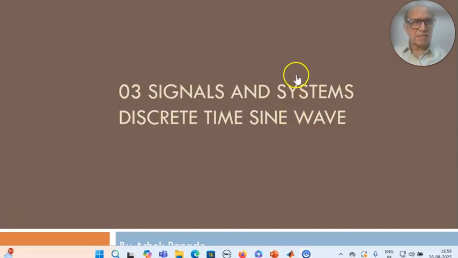So this is the third session on the topic of signals and systems. And in this session, we are going to study the discrete time sine wave. So let us start.